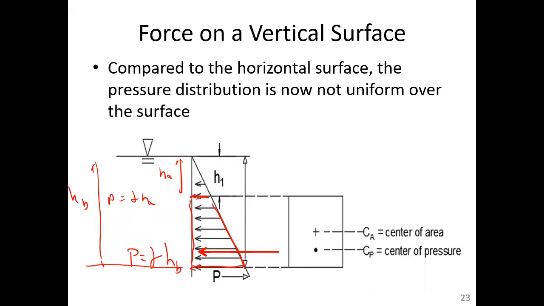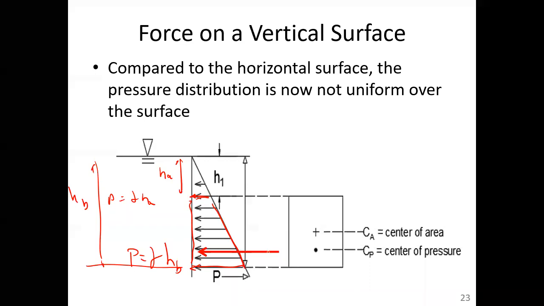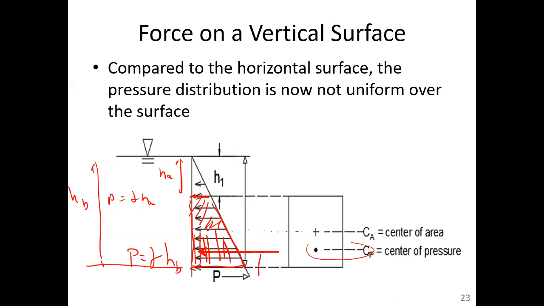That's not a uniform pressure distribution. And so now you know that this resultant force is not going to act at the center of area. If you look at the pressure distribution above versus below the center of area, the pressure distribution below the center of area is larger than the pressure distribution above it. And so typically you're going to find that the resultant force, which is acting at the center of pressure, is acting below the center of area.